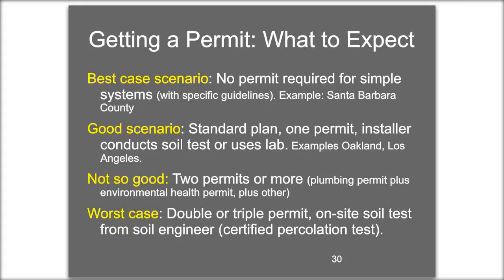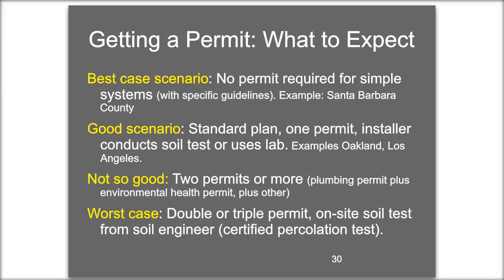Getting into the not so good situation, your community requires 2 permits or more, so maybe a plumbing permit plus an environmental health permit plus maybe a range of others, and the cost of getting multiple permits gets really expensive, and if you're doing the work yourself, it can double or triple the cost of the installation, which is really not an acceptable cost ratio.